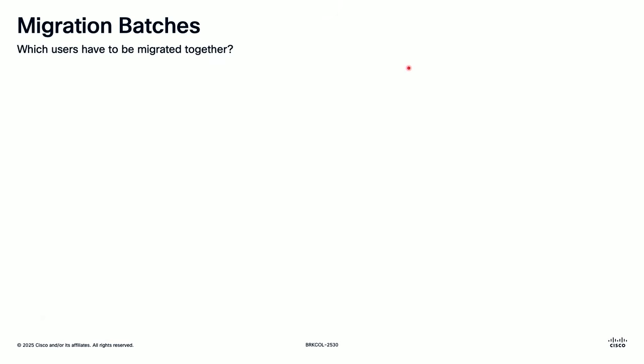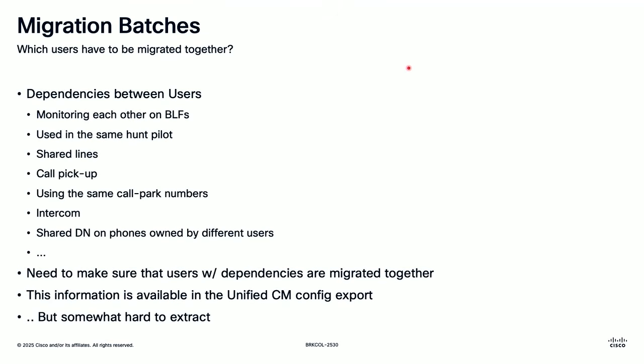What I mean by that is certain users need to stay together because they monitor each other via BLFs. They're using the same hunt pilots. They have shared lines. They use the same call pickups. And if you basically would split these groups and move some users over, then these functionalities would break.